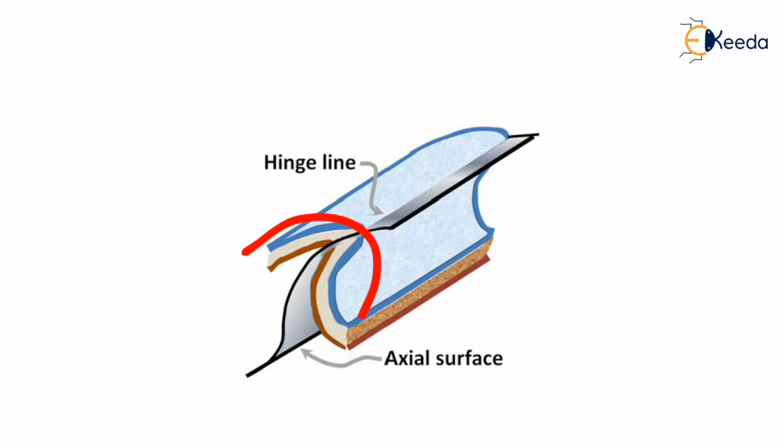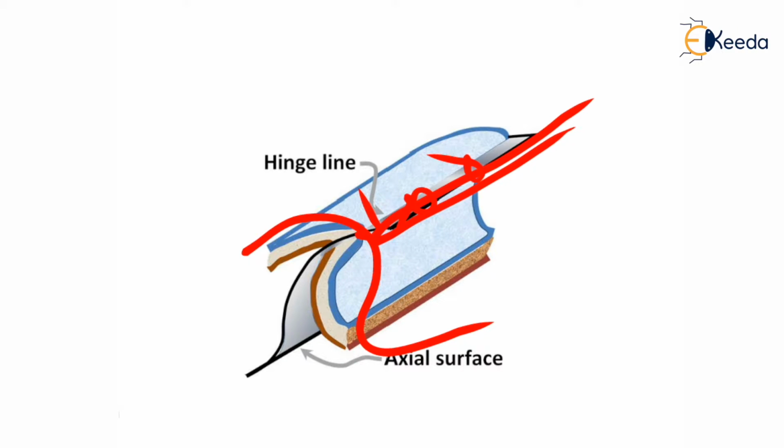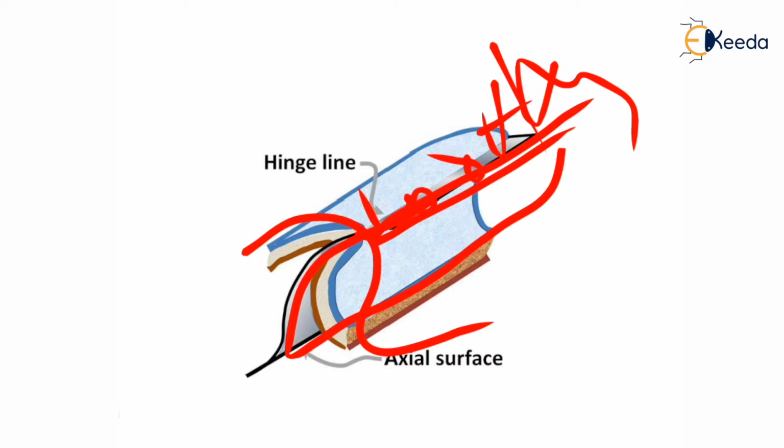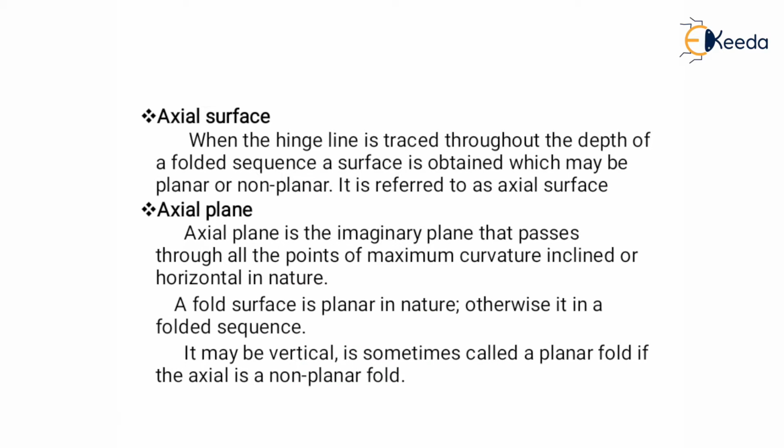See, this is the fold and this is the hinge point, and a number of hinge points here are joined by one line called the hinge line. This hinge line is also called the axis of the fold or axial line. If we trace this axial line up to depth, then this is called the axial surface.